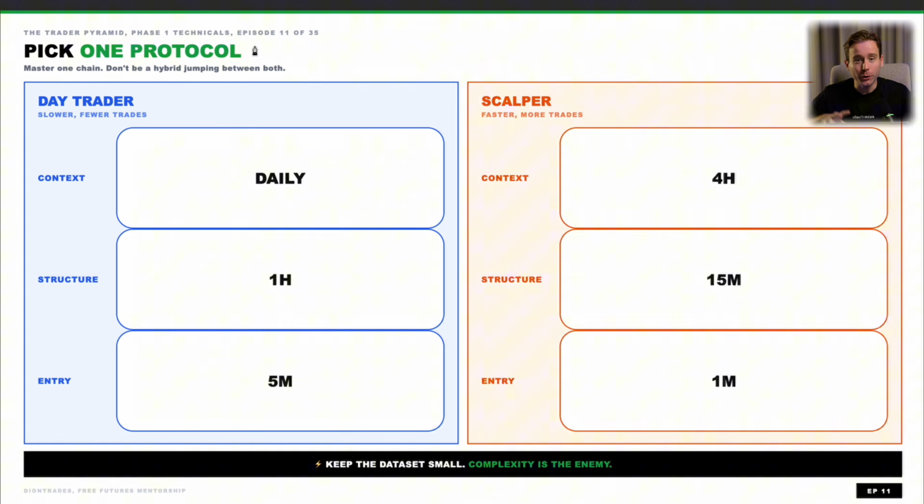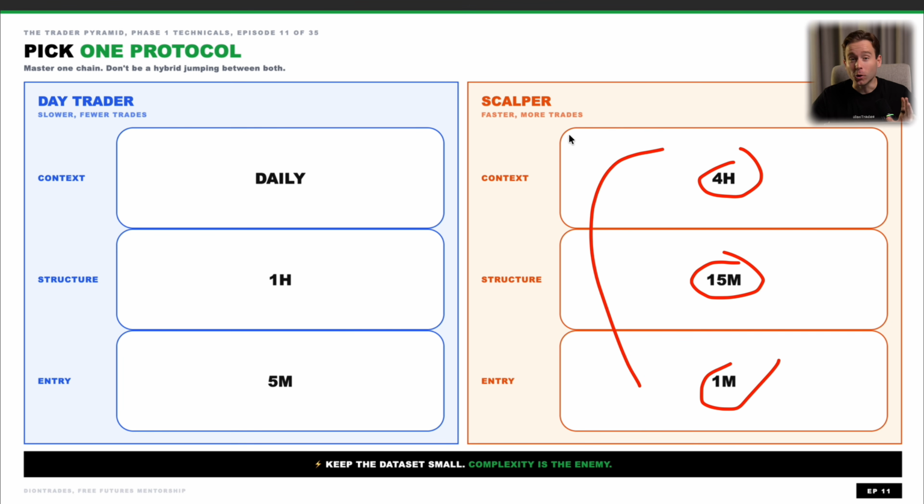And before we continue into the execution, you need to determine your trader identity, because the alignment needs to make sense with the personality you are as a trader. If you're a day trader, you should have your context on the daily, your structure on the 1 hour, and your entries on the 5 minutes. If you're more of a scalper, like me with the 10 AM game, use the 4 hour context, the 15-minute structure, and the 1 minute entry.